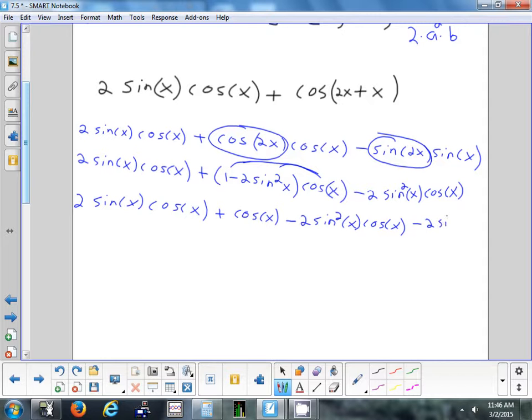2 sine squared cosine. Look at the last 2 terms. 2 sine squared cosine minus 2 sine squared cosine. Those are like terms. Anybody tell me what you'd get if you combine them together? Minus 2 sine squared cosine minus another 2 sine squared cosine is minus how much?